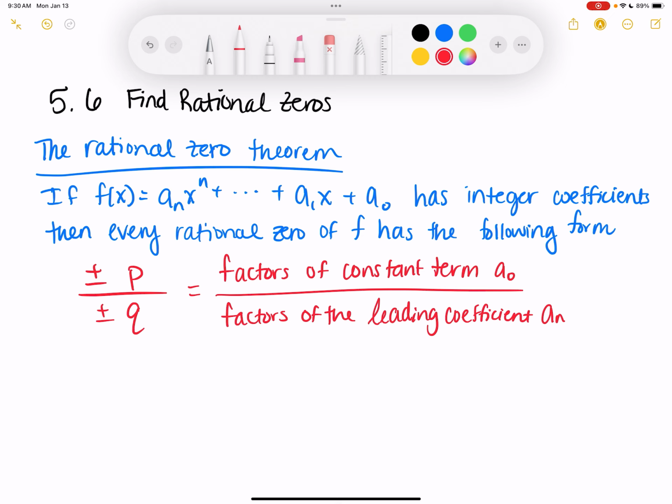Sounds a lot scarier than it is. It sounds very scary. And every factor is plus or minus. So if it was the number 4, it would be plus or minus 1, plus or minus 2, plus or minus 4 on top. Factors, yes. And then whatever q is, it's the factors of that. You have to remember that 1 in itself always has to be a factor, because a lot of times those are the ones that end up working.